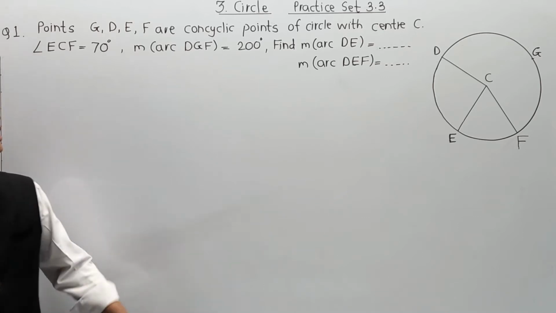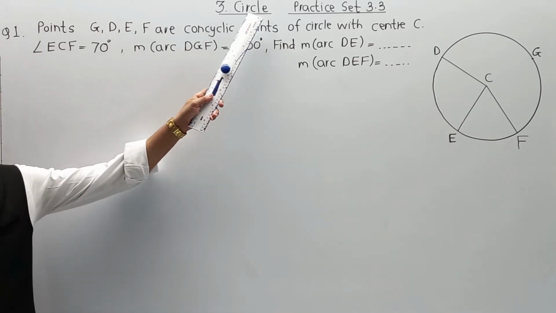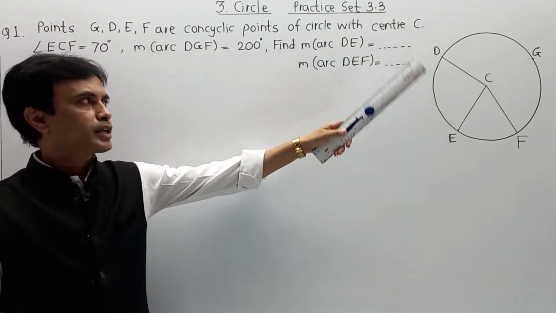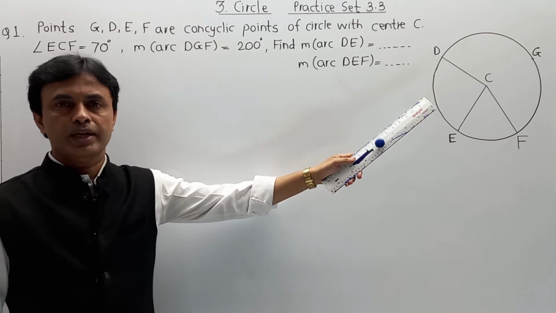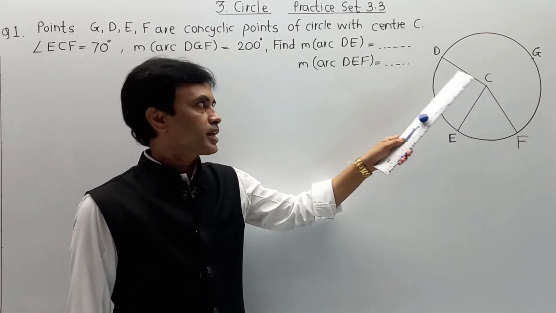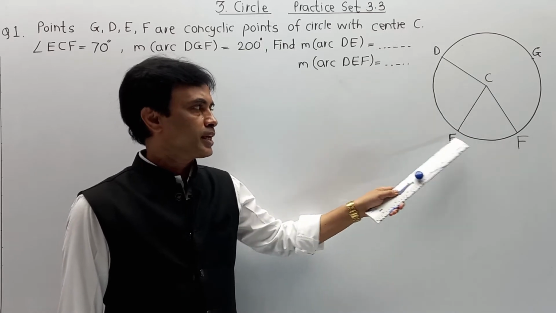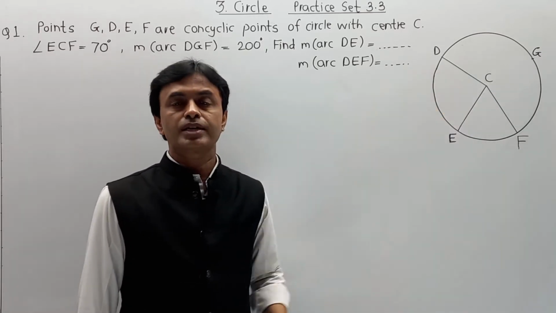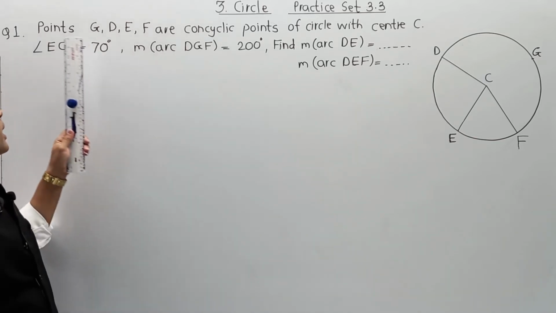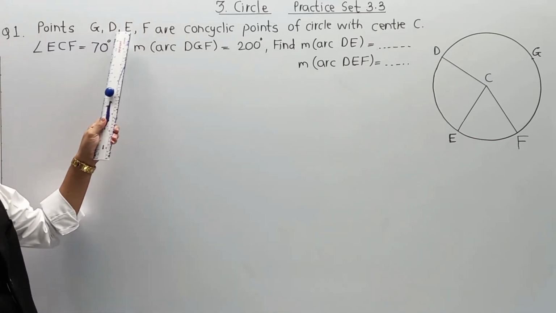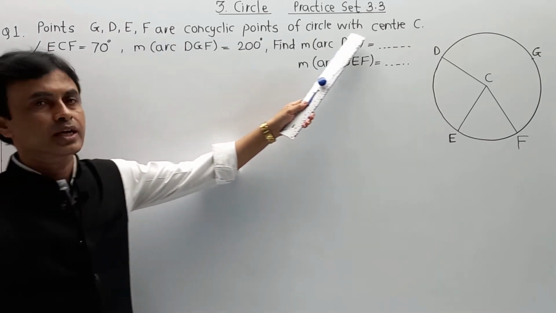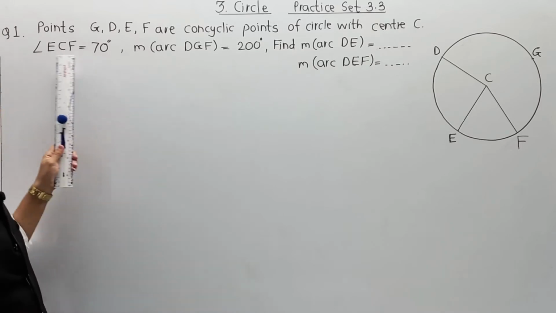Hello friends, now we are in chapter number 3, Circle, practice set 3.3, and this is the first numerical. They have given a circle with center C. There are 4 points D, E, F, G which lie on the circumference of the circle, and the problem says points G, D, E, F are concyclic points of a circle with center C.